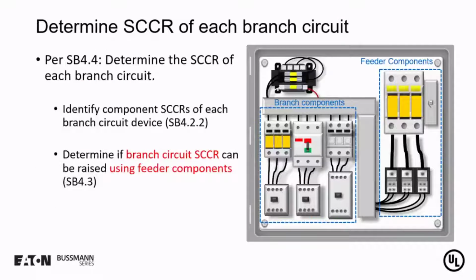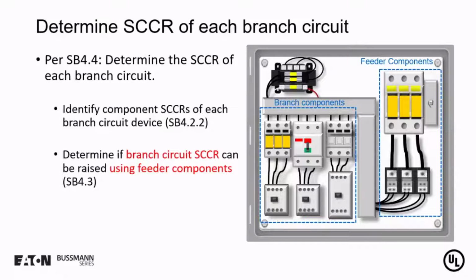So building on our discussion of high fault short circuit current ratings, let's use this information to determine the short circuit current rating of each branch circuit in a panel. Now, I previously talked about the process of doing this, but let's again emphasize. You need to identify the component short circuit current ratings of each branch circuit device, and that will then determine the individual branch circuit short circuit current ratings.